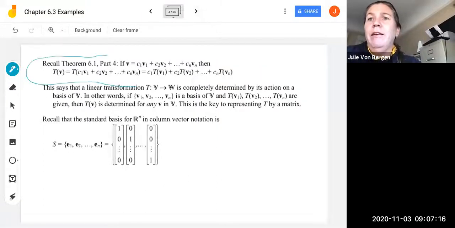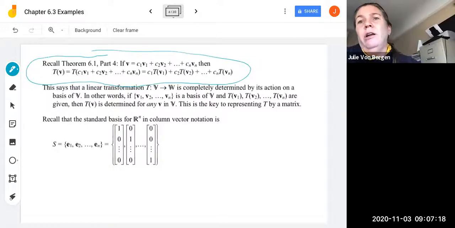If v is a linear combination of v1 through vn, then T of v is T of c1 v1 plus c2 v2 added through cn vn, or in other words, T of that linear combination. And then we can pull the scalars out front. So we can have c1 multiplied by T of v1 plus c2 multiplied by T of v2 added through cn multiplied by T of vn.